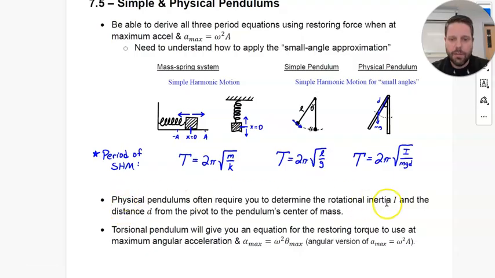We'll come back to physical pendulums here in a moment, but mass spring and simple pendulums both are going to use the same idea, and that would be forces. Physical pendulums would use the same idea, but it's torque. So it's a little more complicated. Torsional pendulums also use the concept of a restoring torque. So let's take a look at one of these examples.